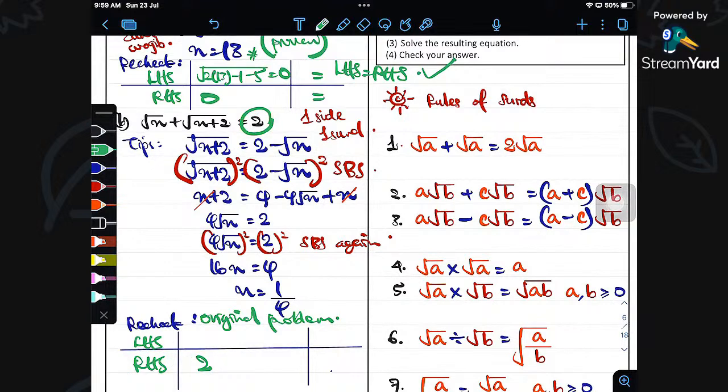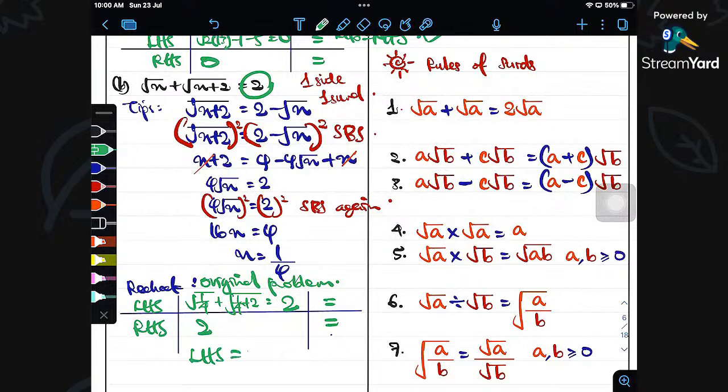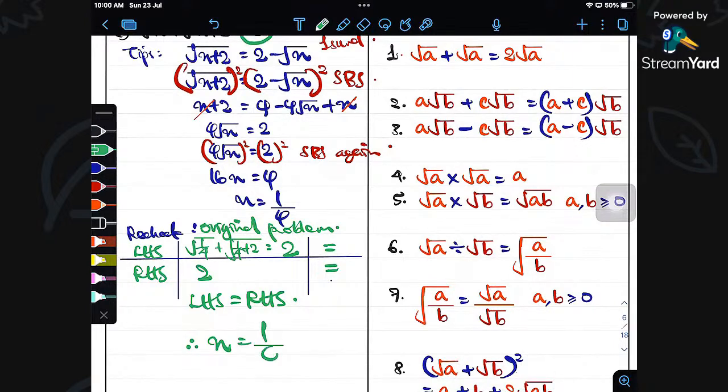And then here goes left hand side, you kena masuk 1/4 tambah square root 1/4 tambah 2. It will give you the same value iaitu 2. Okay, therefore both of them are equal to each other. Therefore left hand side is equal to the right hand side. Therefore the final answer, put a conclusion saying that x is definitely equals to 1/4, and then you put the hashtag. Hashtag bermaksud your final answer lah.